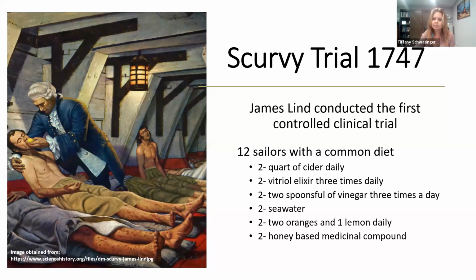where they'd have connective tissue and skin disorders. So they'd start having lesions and they'd start getting very, very sick on these ships. And at the time, they really couldn't figure out what was causing this. So James Lind, who was a physician, conducted this first clinical trial.